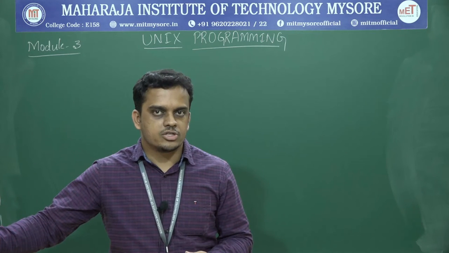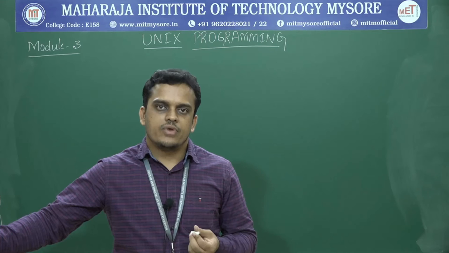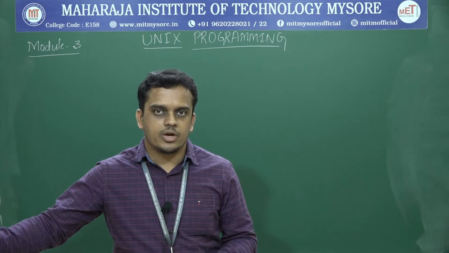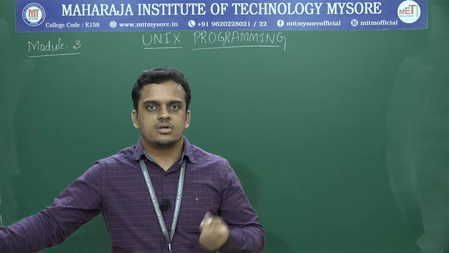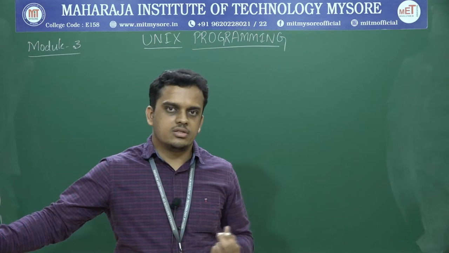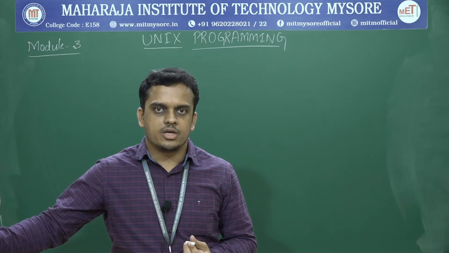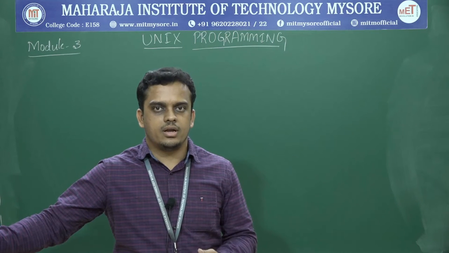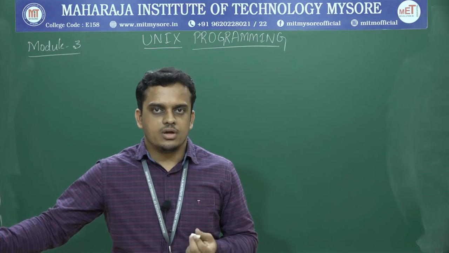So how to avoid a zombie? It is with the help of a function called the wait function. Wait is a function with the help of which the termination status of a terminated process can be retrieved by its parent process. That is the use of a wait function. Here in this particular syllabus, four different forms of wait functions are given. We will learn in detail about the different forms of a wait function.